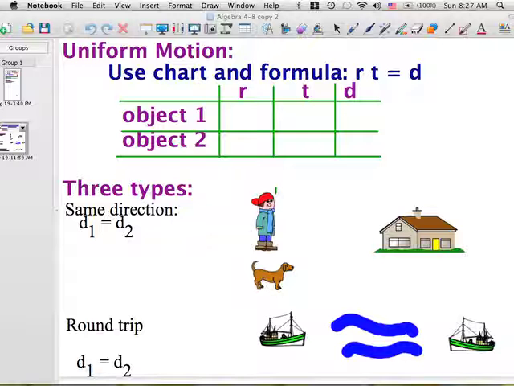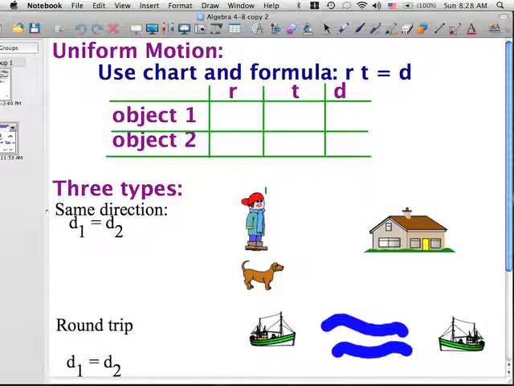We're going to be doing chart problems that involve uniform motion, which means motion that does not change over the course of a traveling object. We're going to be using the formula rate times time equals distance. And we'll have two objects that are moving, and we'll need to know how to represent their rate, their time, and their distance. And then we set up the equations.